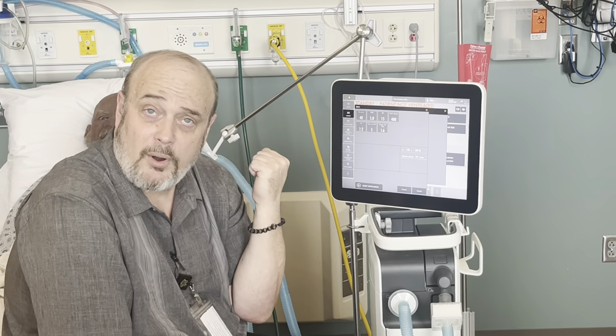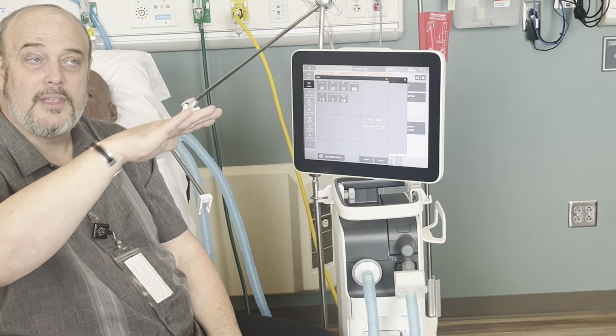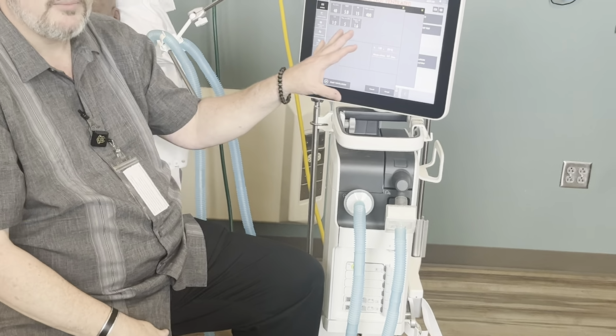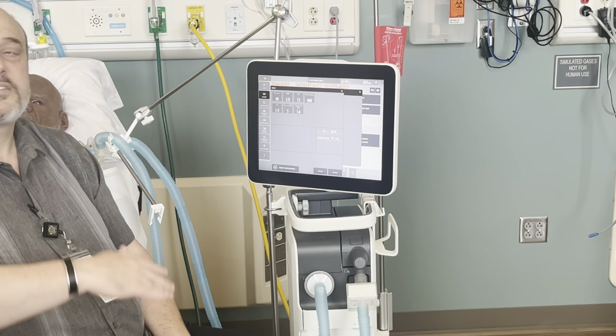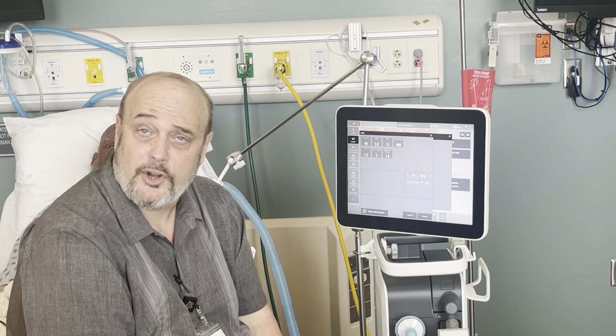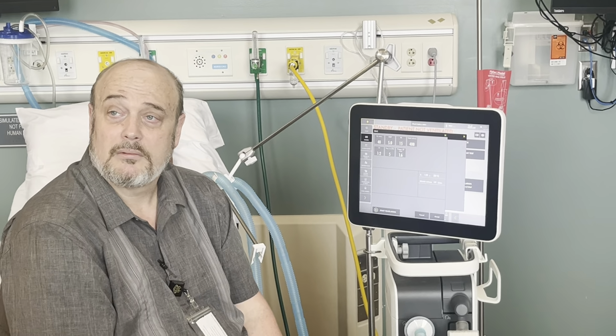Now, once you reach a certain point, it'll start alarming, and when it hits that high pressure alarm, then it's going to cut off. So if I have a tidal volume setting here of 600, and it goes to deliver, and it hits the high peak pressure at 30, which we have to set, and only delivered 300, it's going to stop at 300. It won't go above that.